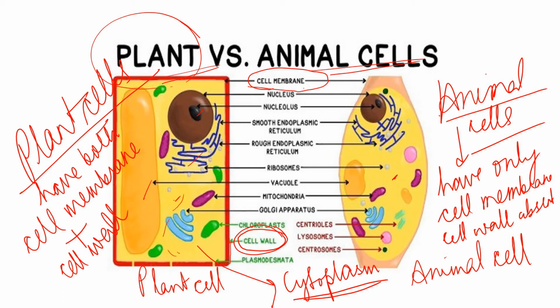Understood? And what is cytoplasm? It's a jelly-like fluid material which is present in the cells. Understood? We'll study each of them in detail.